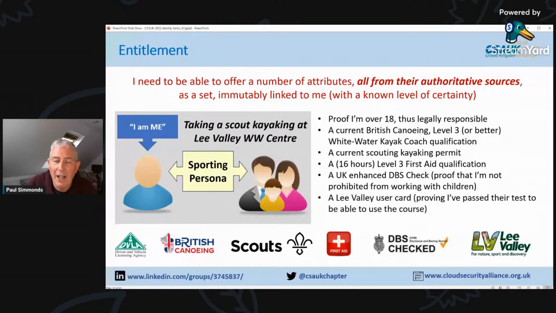And finally, I need a Lee Valley user card proving that I've passed their test and I'm able to use their course. So the entitlement requirement to take little Jimmy here canoeing at Lee Valley is all of these, issued not by someone else, but by the authoritative source for those particular attributes that I'm asserting.